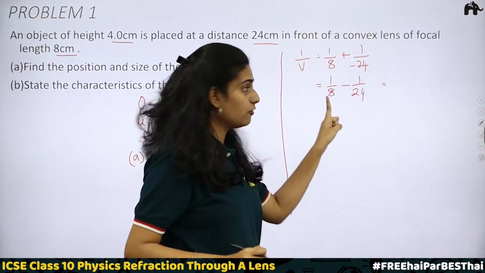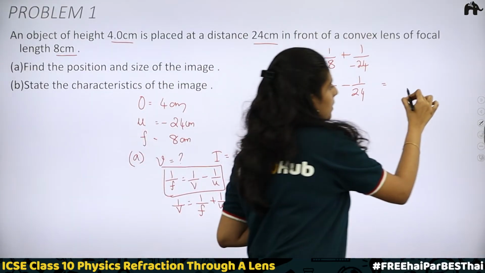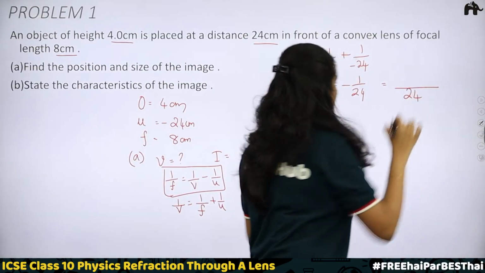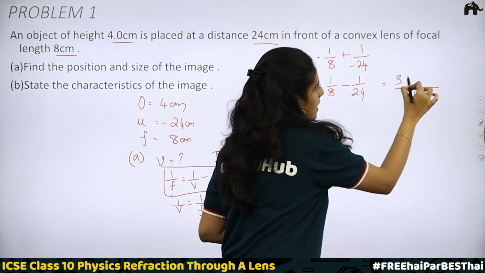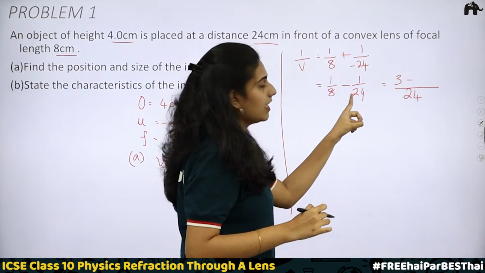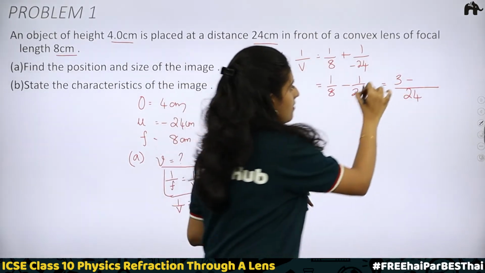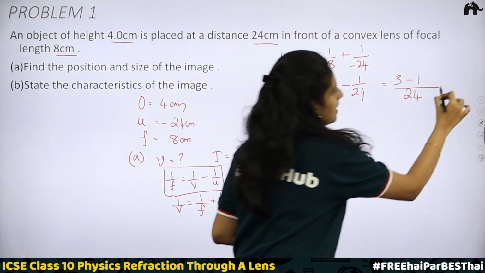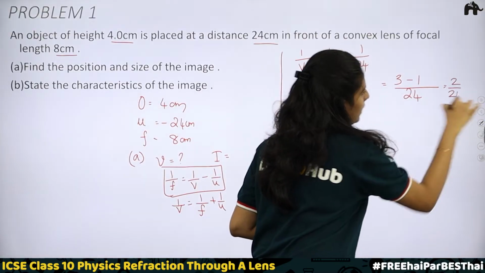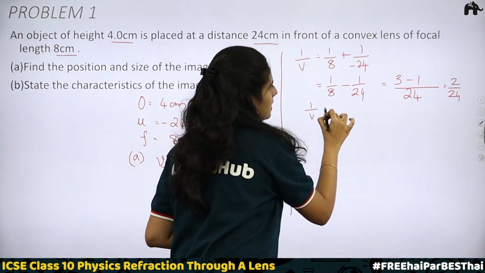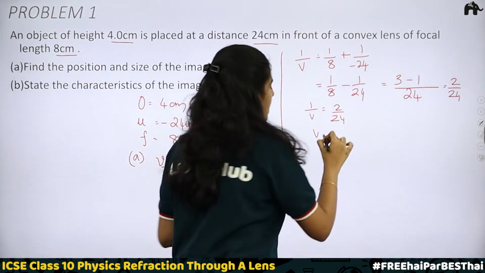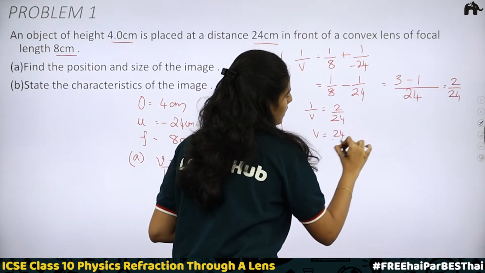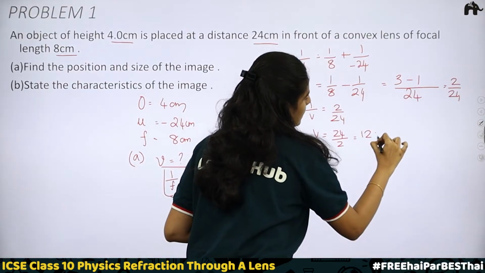Taking the LCM of 8 and 24, the denominator will be 24. 8 into 3 is 24. 3 into 1, 3. Minus 1 into 24 is 24. 1 into 1, 1. Which is equal to 2 by 24. 1 by V is 2 by 24, which means taking the reciprocal, V will be equal to 24 divided by 2, which is 12 centimeters.